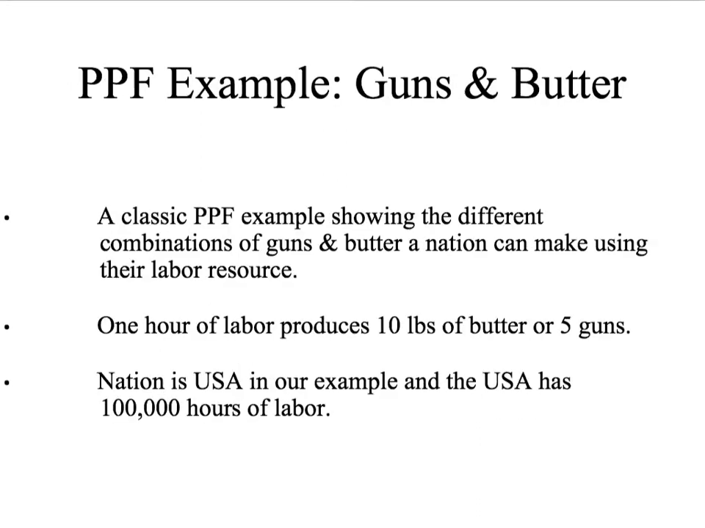Okay, so the most common example is a country can produce different combinations of guns and butter given their factor input of labor. Okay, so we are going to say that 1 hour of labor produces 10 pounds of butter or 5 guns. The nation is the U.S., and the U.S. has 100,000 hours of labor.